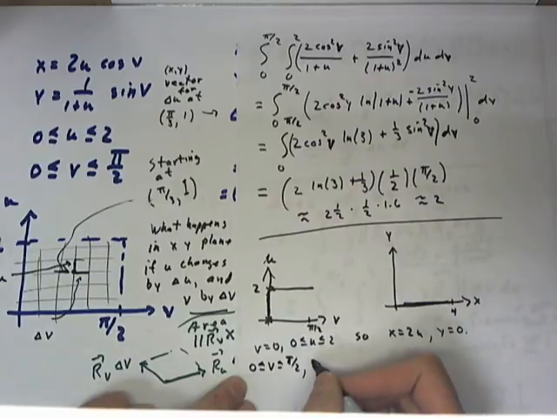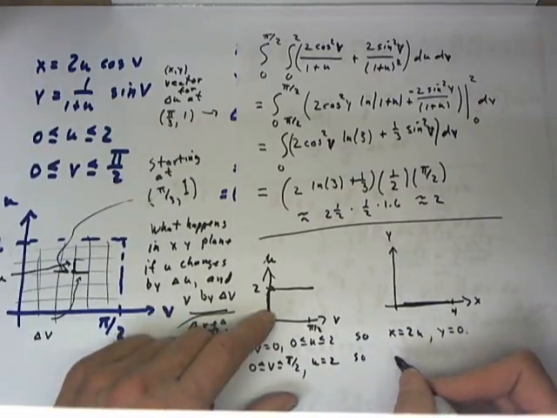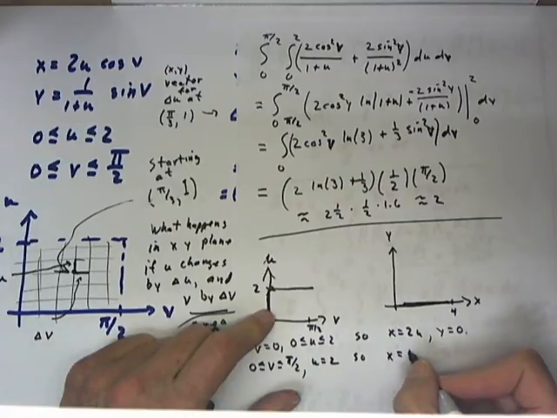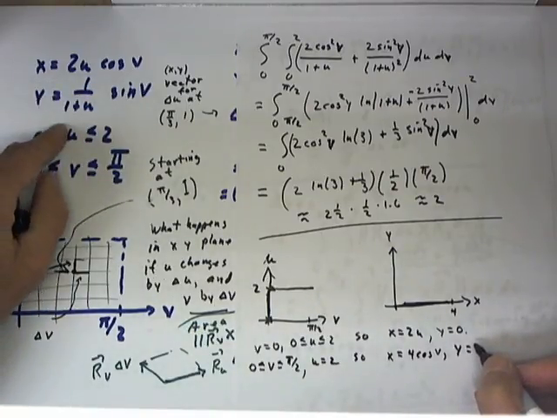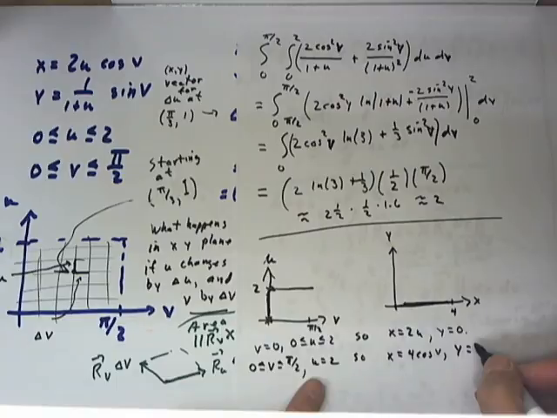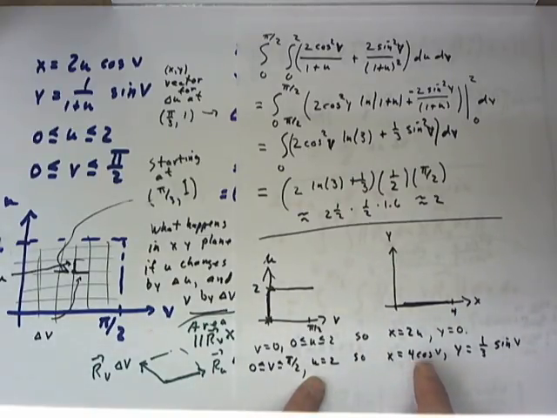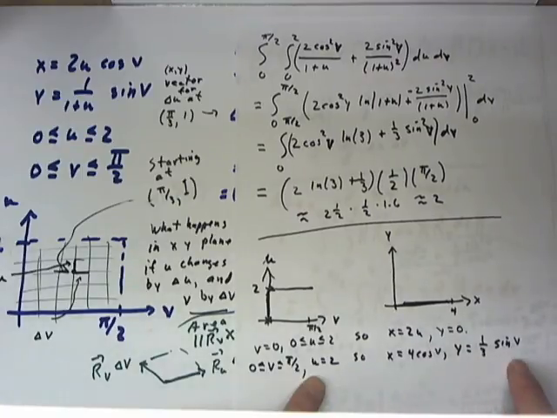And u equals 2. So x equals 4 cosine of v, y equals 1 over 1 plus 2, or 1/3, sine of v. Those are parametric equations of an ellipse from the point (4, 0) to (0, 1/3).